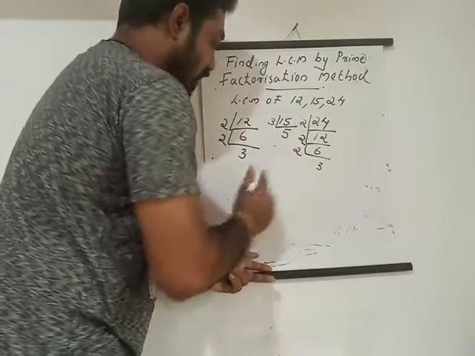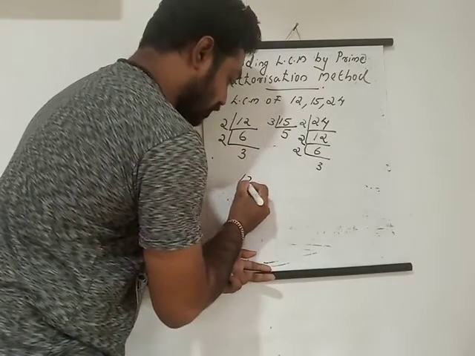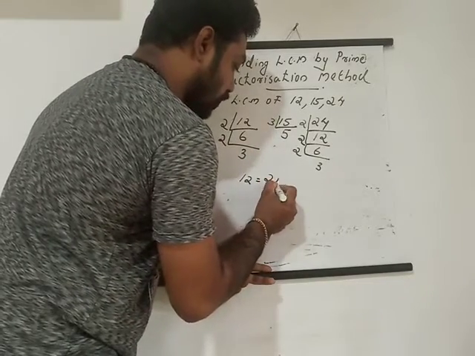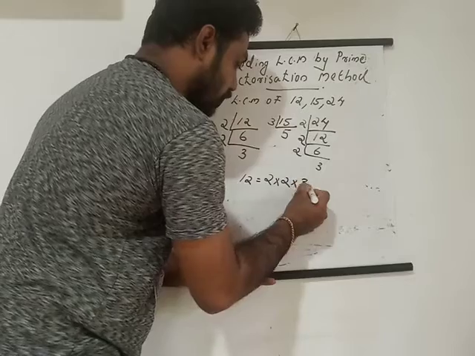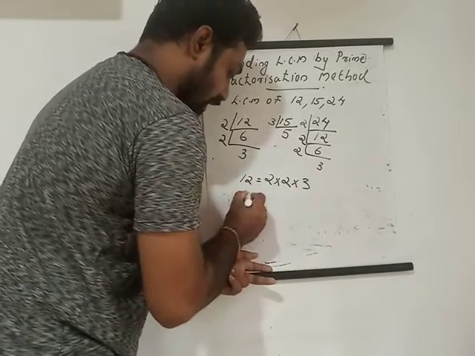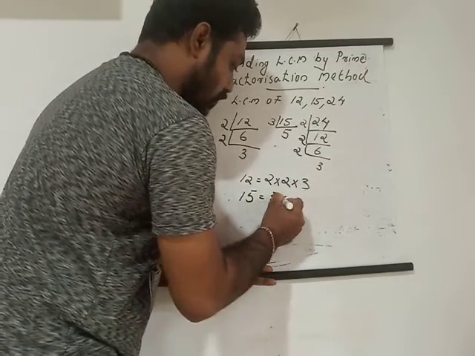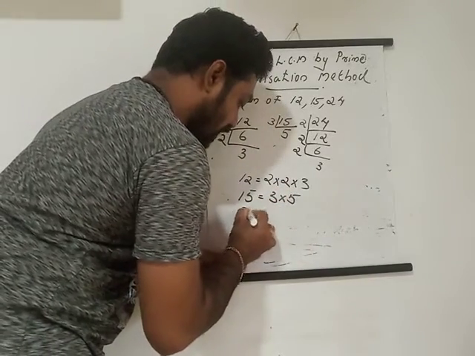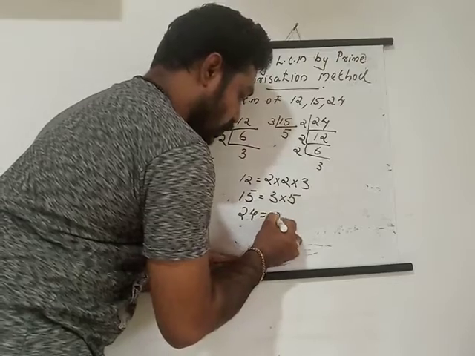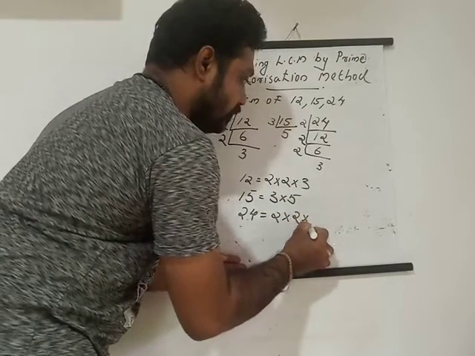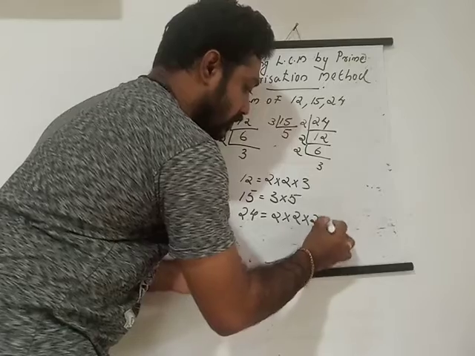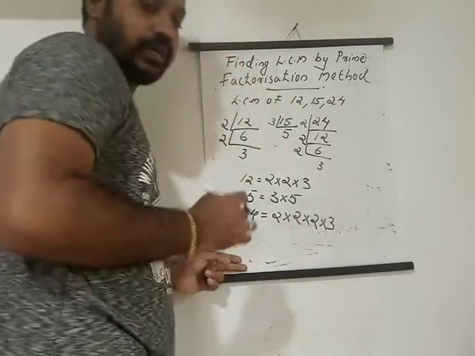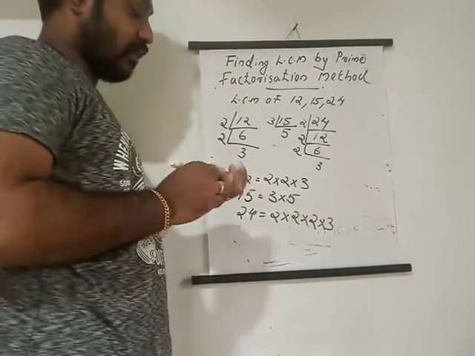Now we can write: 12 is equal to 2 into 2 into 3. 15 we can write as 3 into 5, and 24 is equal to 2 into 2 into 2 into 3. 2 2s are 4, 4 2s are 8, 8 3s are 24. Okay, it's correct.